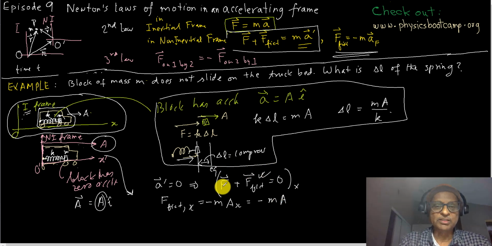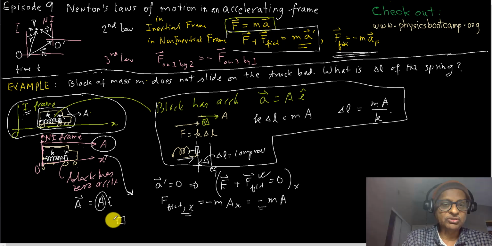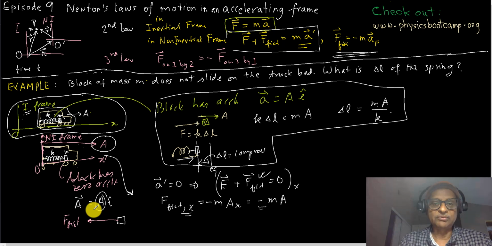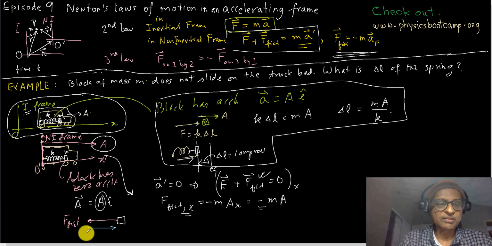Let's look at what the fictitious force is. So we have the block. The fictitious force x component is negative, meaning this is the direction of the fictitious force. And the fictitious force plus the force from the spring cancels out. It just tells me the spring force must be this way. Therefore, F has to be that way, which, according to the same kind of logic as before, makes it compression. That means the spring is compressed.